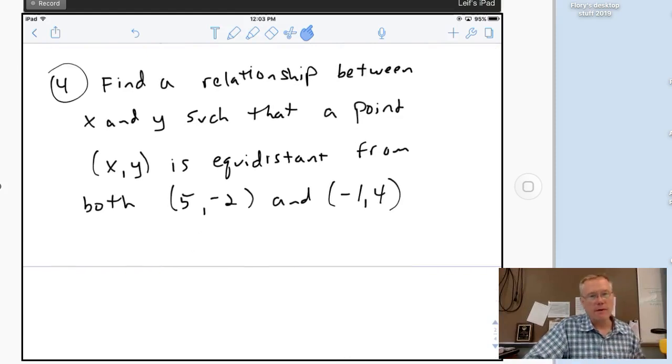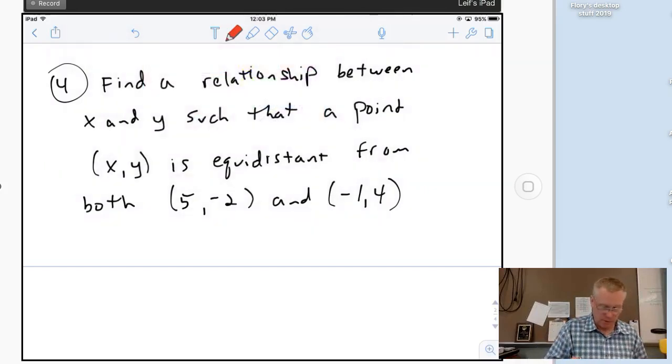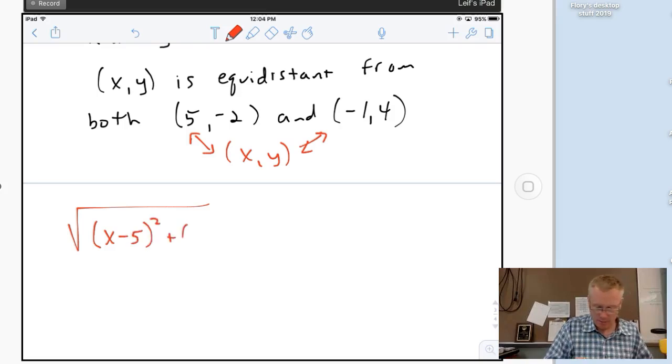All right, next one. Find the relationship between x and y such that a point x, y is equidistant from 5, negative 2, and from negative 1, 4. All right, so I need a point that is equidistant, which means it's going to be x, y. And I need something where the distance between these two is the same as the distance between these two, which means I'm going to use the distance formula, okay? So if I'll go x minus 5 squared plus y minus negative 2 squared.